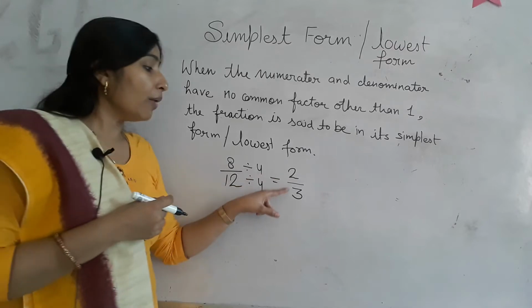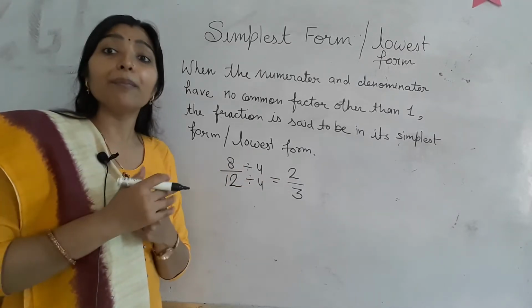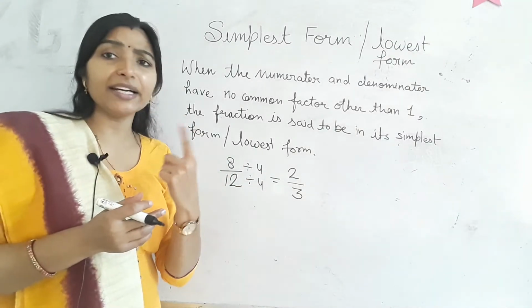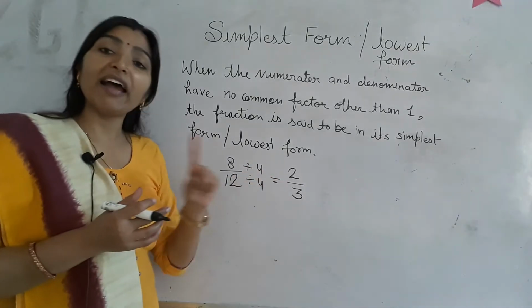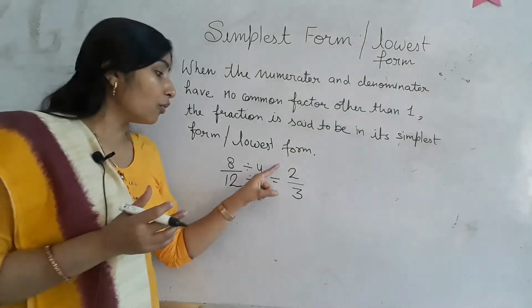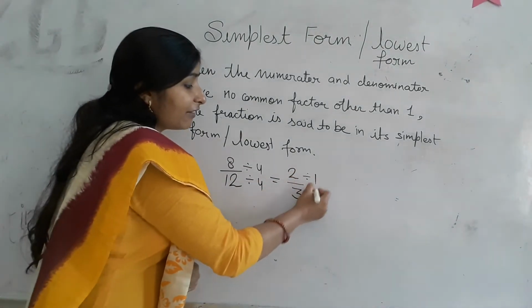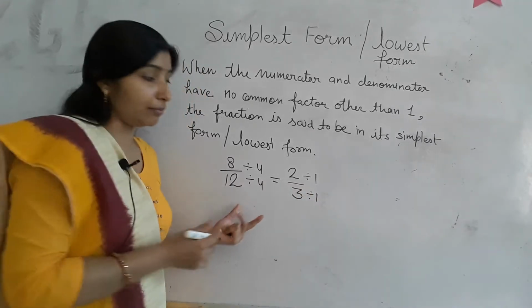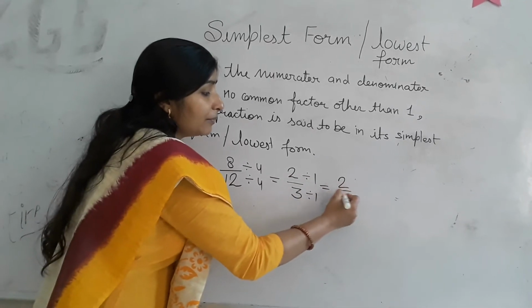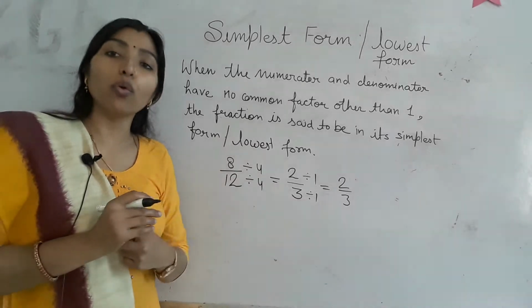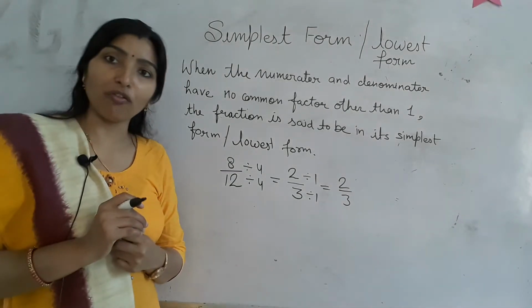Now 2 and 3 will not come in one table, only they have common factor 1, so we can divide it only by 1, not other number, so the same will come. So this is its lowest term or simplest form.